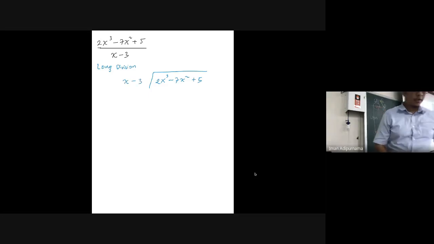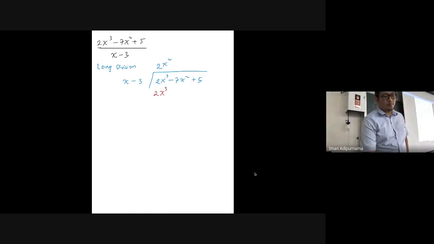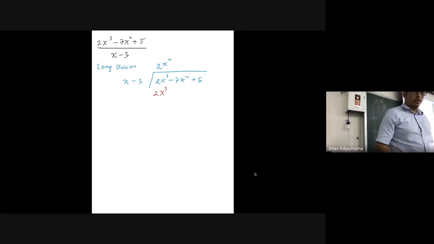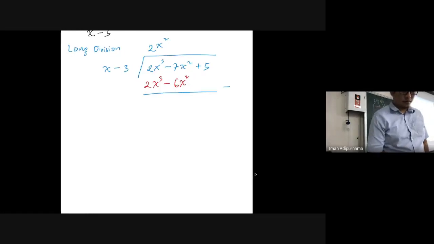So x minus 3, we need to multiply by... because it's x cubed, I need to use 2x squared. 2x squared, 2x cubed. Oh, let me write it in red. And then 2x squared multiplied by negative 3 will be 6x squared. Okay, let me zoom in.